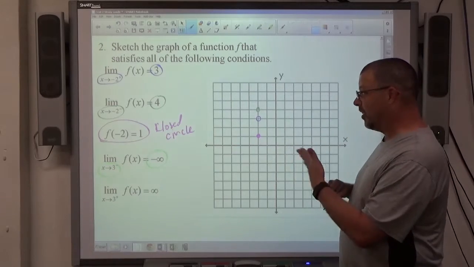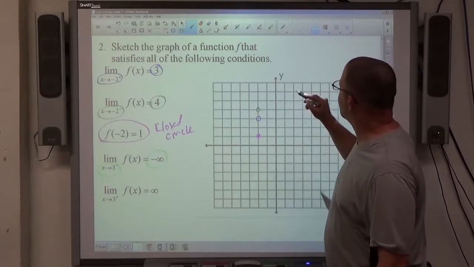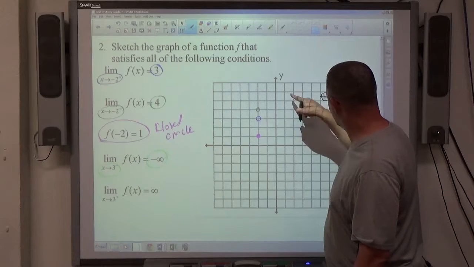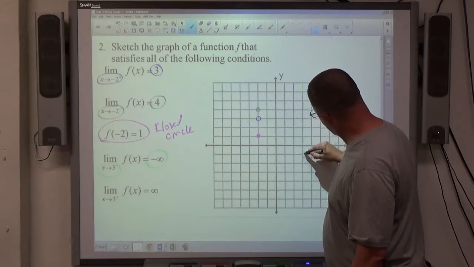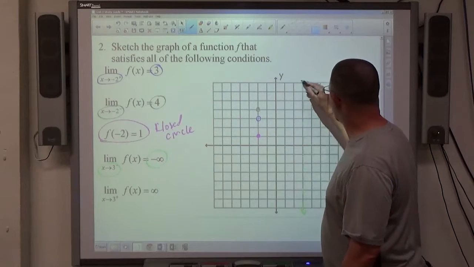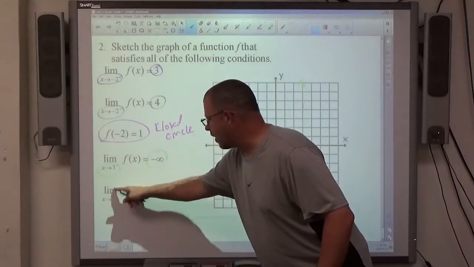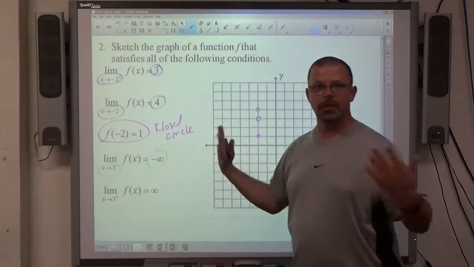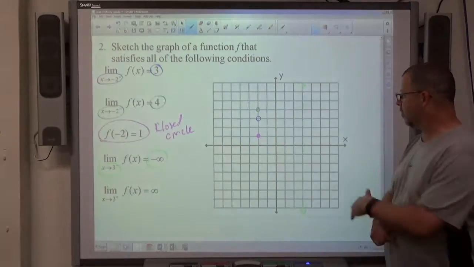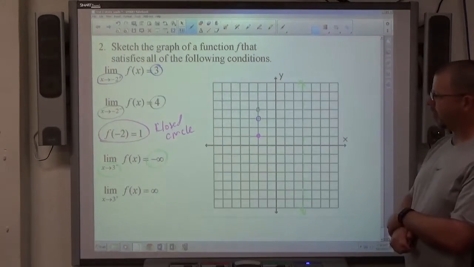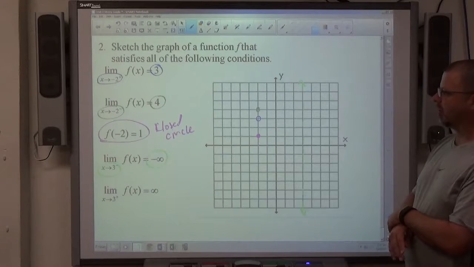And if it's approaching negative or positive infinity, that tells me there's a vertical asymptote. So at 3, I'm going to put a dotted line to represent a vertical asymptote. Coming from the left and from the right, I got a -infinity, positive infinity. Either one of those is going to create the asymptote. So I've got this for my picture so far with limits.